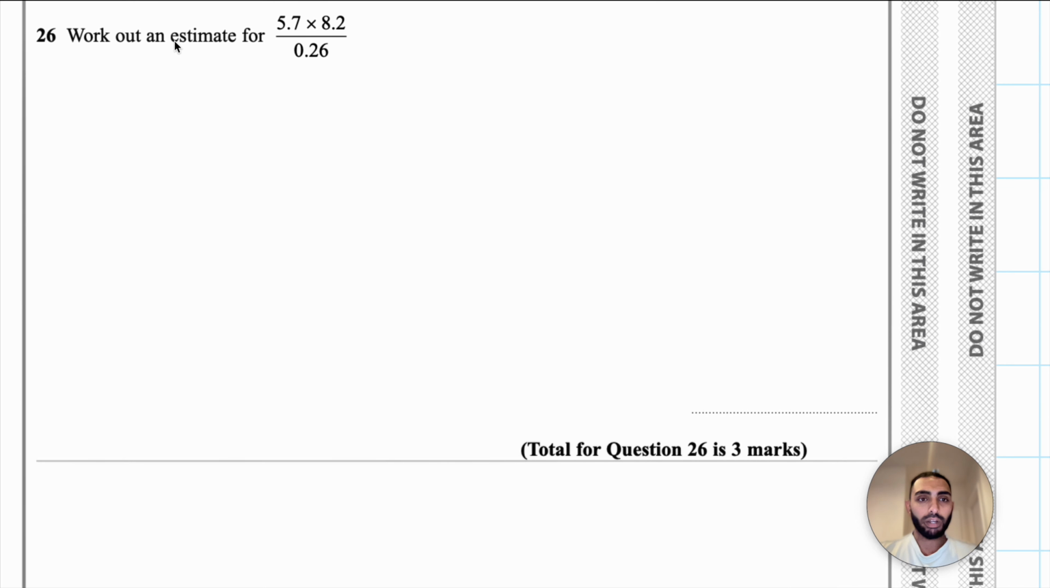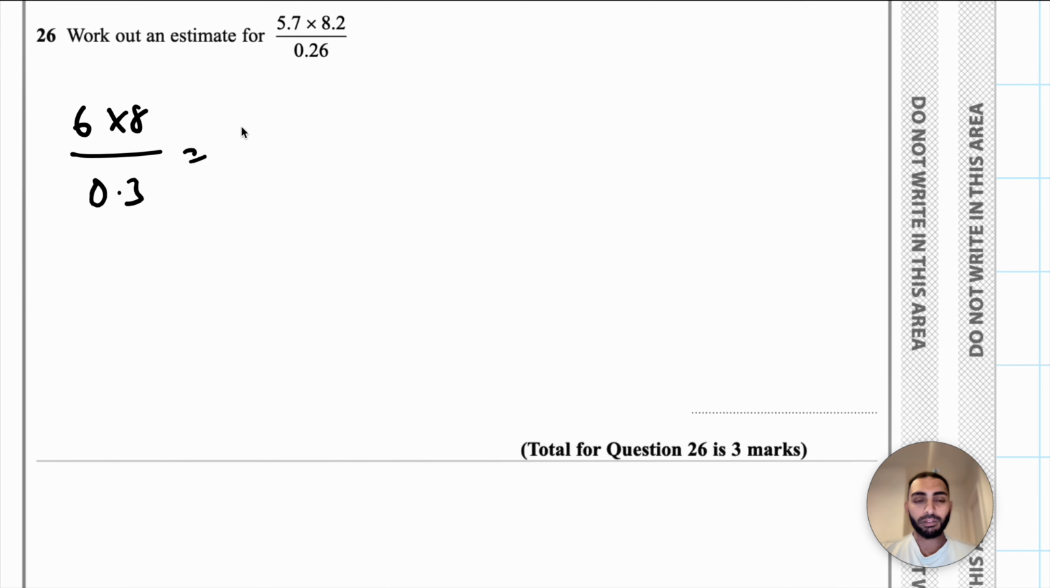Question 26. Work out an estimate for 5.7 times 8.2 divided by 0.26. First thing I'm going to do is round all of these to one significant figure. So 5.7, my line would go between the 5 and the 7, and that would round up to 6. The 8.2 would round down to 8, and this 0.26, my first significant figure here is the 2. I don't count zeros if I'm rounding significant figures, so my line goes between the 2 and the 6, and this would round up to 0.3.